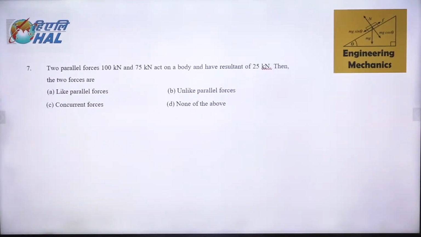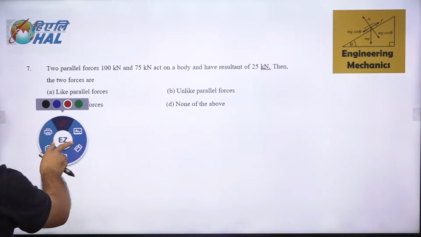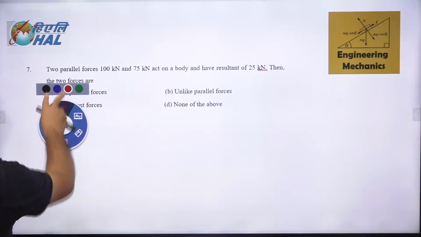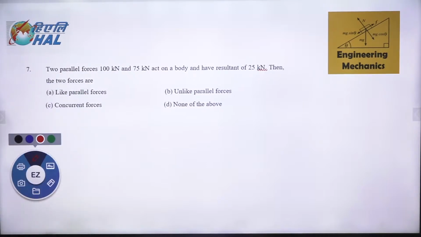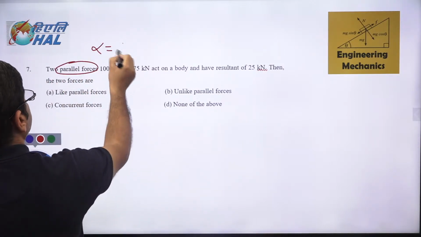Two parallel forces 100 kilonewton and 75 kilonewton act on a body and have a resultant of 25 kilonewton. So what are these two forces? How are these two forces connected? Can you give any idea? So there are two parallel forces, which are 100 kilonewton and 75 kilonewton. The resultant is 25 kilonewton. So what can you tell about these two forces? Are they like or unlike? Right? If they are parallel, that means the angle between these two forces is 0 degree.